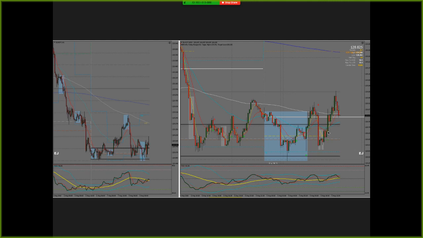If you took that entry here, okay, this kind of didn't close above the 13, but let's say it did, right? And you took that entry, this price here was about 128.75, and up to the top here 129, so about 25 pips, right? So if you set a 25 or a 20 pip target, you would have hit your target, and then that trade would have worked out for you, okay?